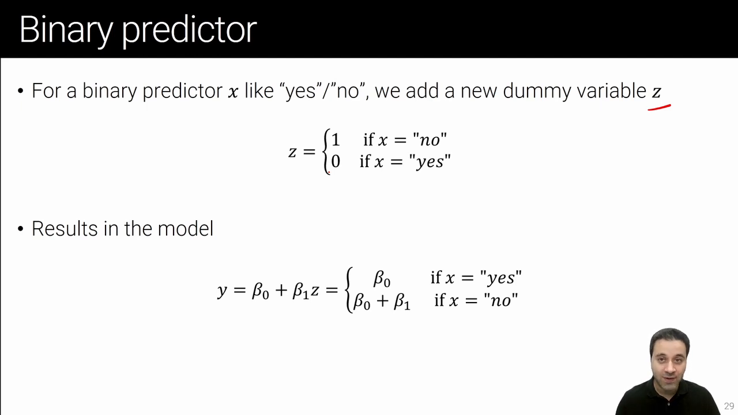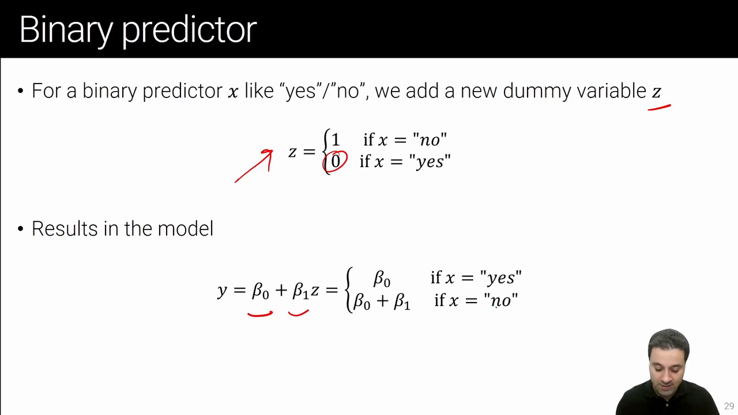So what does the final model look like? Well, let's say the final model would still have a certain intercept. It's always going to be in there. And now we have a coefficient for z. We are not modeling x directly, we are modeling z. And so looking at what z is modeling, we have these two possible cases. If the predictor was yes, we saw that z equals 0, and so we only have beta 0. The model would be only beta 0.